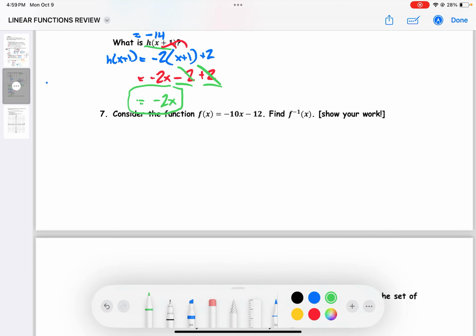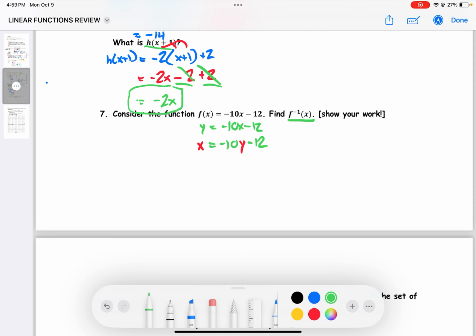Consider the function f of x. Once again, we can think of it as y equals -10x minus 12. Finding the inverse. Same process as in that multiple choice question. My y and my x are going to flip places, because in my inverse function, my outputs become my inputs, and my inputs become my outputs. So x equals -10y minus 12.